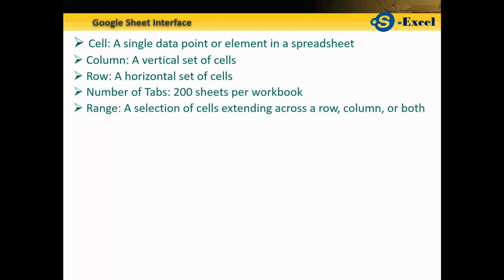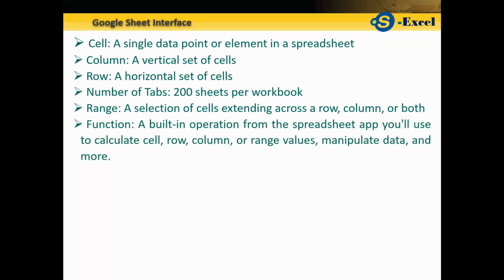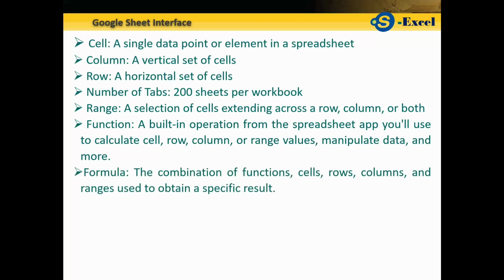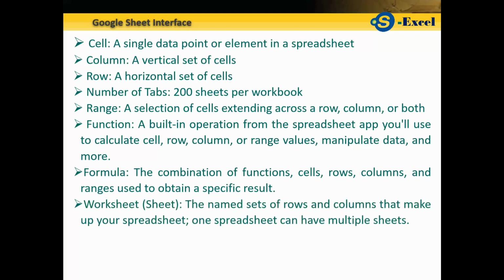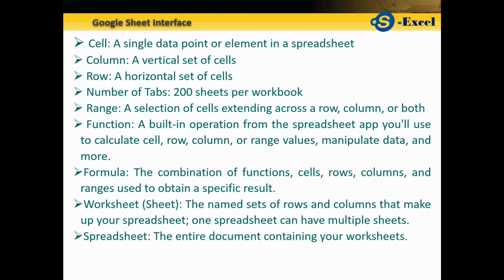Range, a selection of cells extending across a row, column or both. Function, a built-in operation from the spreadsheet app you will use to calculate cell, row, column or range values, manipulate data and more. Formula, the combination of functions, cells, rows, columns and ranges used to obtain a specific result. Worksheet or sheet, the named sets of rows and columns that make up your spreadsheet. One spreadsheet can have multiple sheets. Spreadsheet, the entire document containing your worksheet.